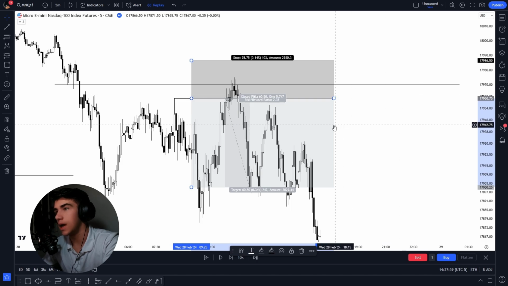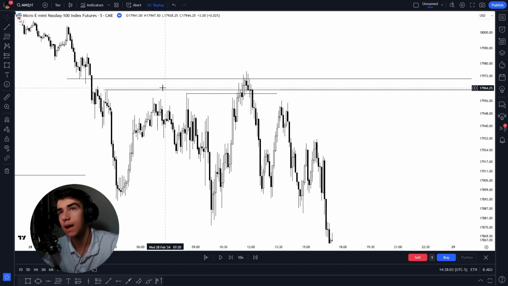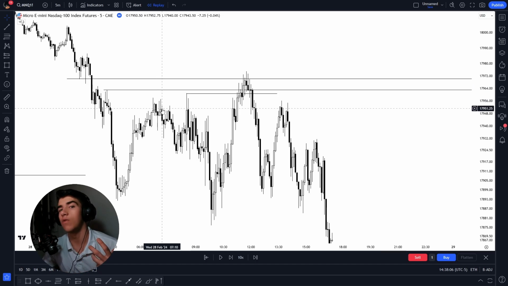But the only thing I want you to take away from this is highs that are resting right below higher time frame gaps, right? And you want to combine it with the overall order flow. Are we bearish? Are we bullish, right? You want to combine it with the higher time frame drawn liquidity.